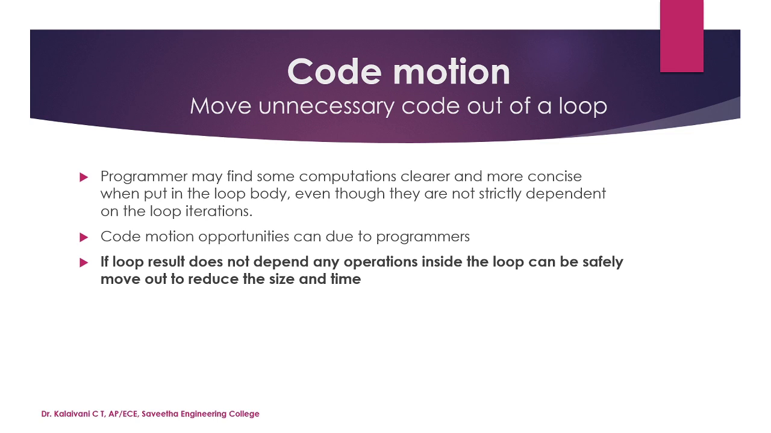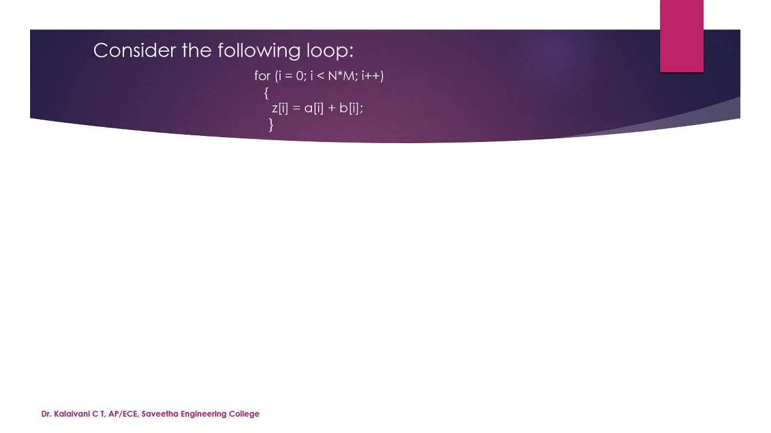We can explain this code motion with an example. We will take a for loop repeated n into m times, with z equal to a plus b. We normally write the program like this. What is the error in this program? Or not an error, how do we reduce the execution of this program?